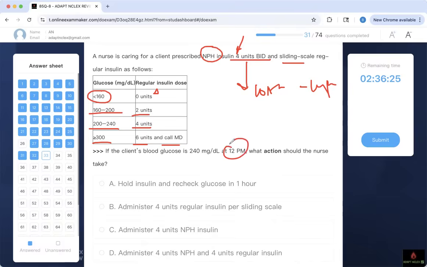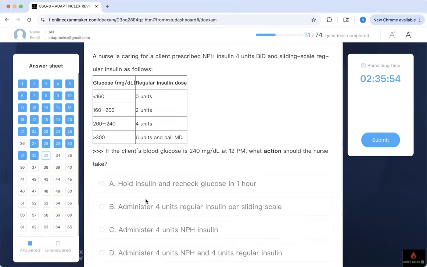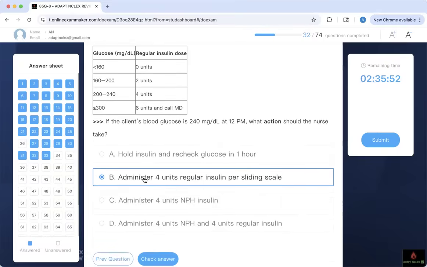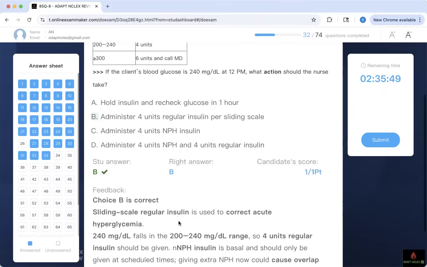So at 12 p.m., patient is 240. Then you look at the sliding scale, 240, it corresponds to what? 4 units. Therefore, I've got to give 4 units. But what do you do with the NPH? NPH is not due until 10 p.m. This is 12 p.m. Therefore, we give them the sliding scale. So the only answer choice you can give this patient is what? 4 units regular insulin based on the sliding scale. Don't fall for it. They are not difficult questions. It's just interpretation of the table. So that's the one we give them.